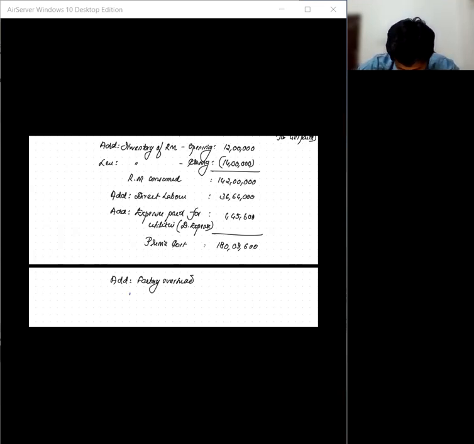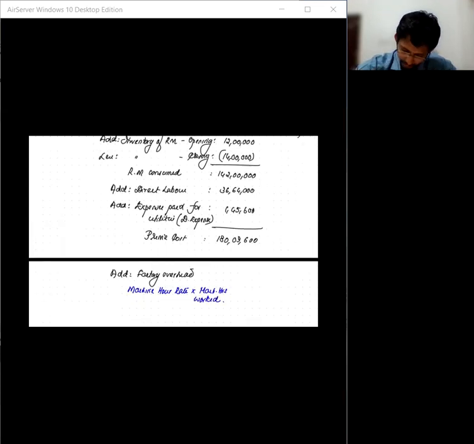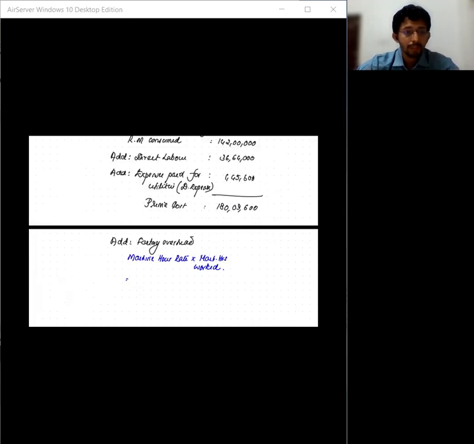It is given as machine hour rate into machine hours worked. What is machine hour rate? Machine hour rate is rupees 8 per hour into how many machine hours have been consumed? 21,600 hours. So what will be the amount? The amount will be 21,600 into 8, and that will be 1,72,800. Okay. Now what do you have to do?